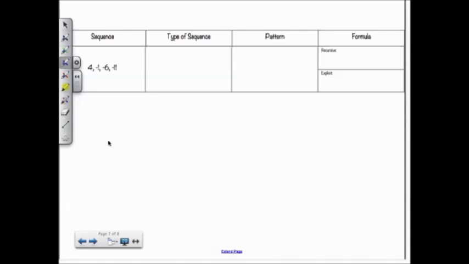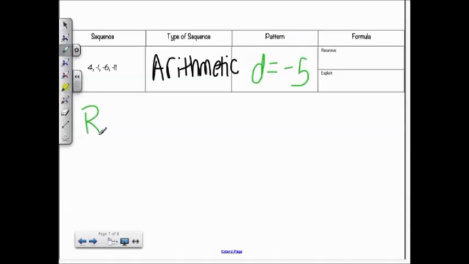Okay, you should get that it is an arithmetic sequence because it is decreasing by a common difference, not a common ratio. So the common difference is that it's decreasing by 5, which means that your d value here would be equal to -5. Okay, so now let's do a recursive sequence, or a recursive formula.